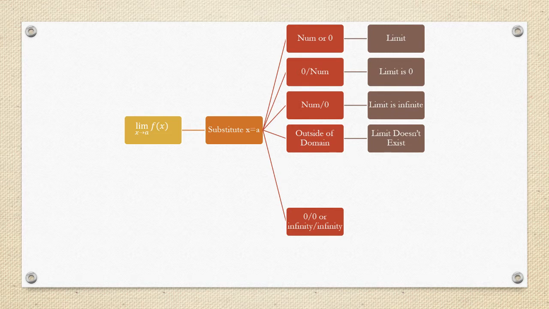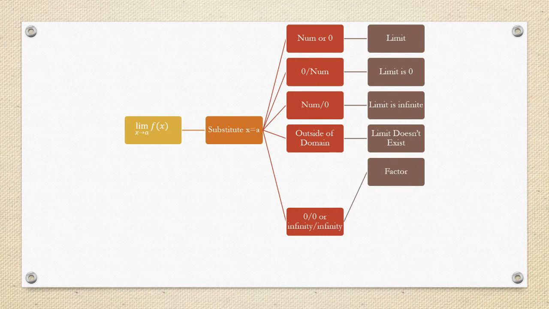It's possible that when you substitute a in, you wind up with 0 over 0, and we haven't really seen any of these yet, but you might have infinity over infinity. These are called indeterminate forms. And when you have an indeterminate form, then you have some ways of dealing with it.